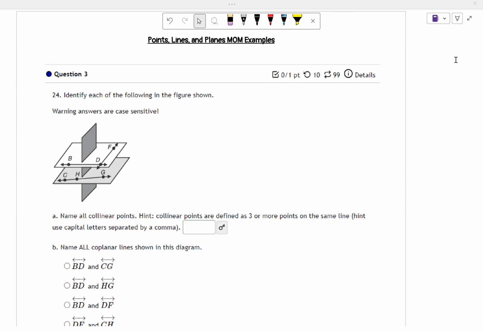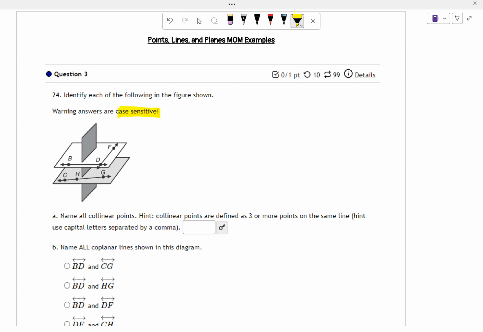Hey folks, welcome to this video that'll go over question 3 and question 7 from the points, lines, and planes homework for Math 118. So let's take a look at question number 3. It says, identify the following in the figure shown. Warning, answers are case sensitive.